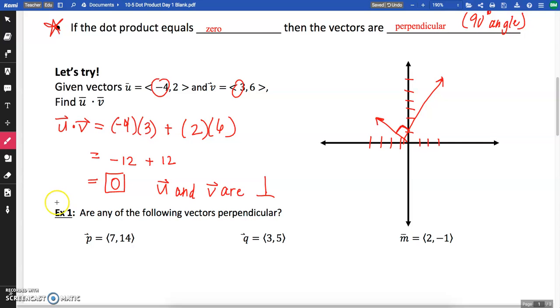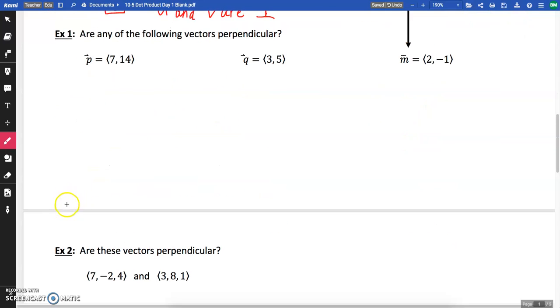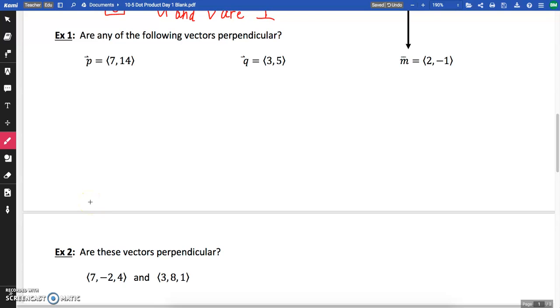Okay, so our first example here asks if any of the following vectors are perpendicular, meaning any combination of two vectors from this group of 3. So we have to have all 3 pairings. Our first pairing would be p dot q, and then we can also do p dot m, and our third pairing would be q dot m. And we're going to just find the dot product of each one and see if we get 0 or not.